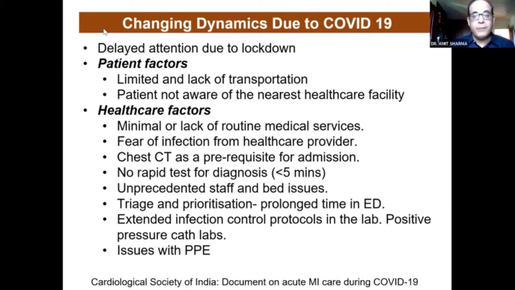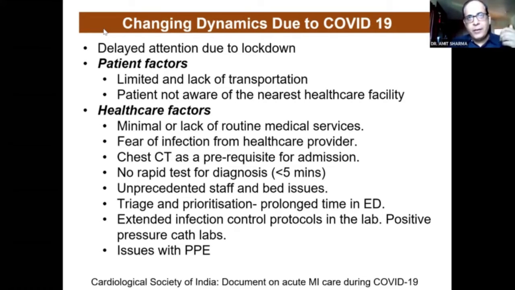In the initial April period, it was total mayhem, where the patient had acute MI, and we are talking of a patient where we have to meet the guidelines of 30 minutes, but this patient is taken for a chest CT so that we know which hospital he goes to first if there is COVID. There was no rapid test for diagnosis. These patients, we send the PCR swab, wait for at least 24 hours. So we really don't know what is his COVID status. Unprecedented staff and bed issues.